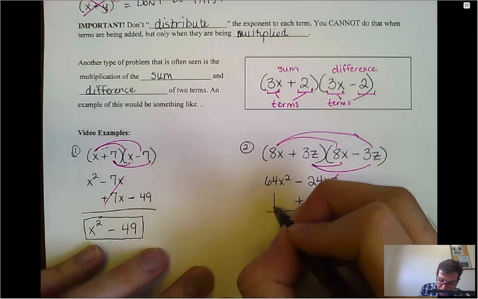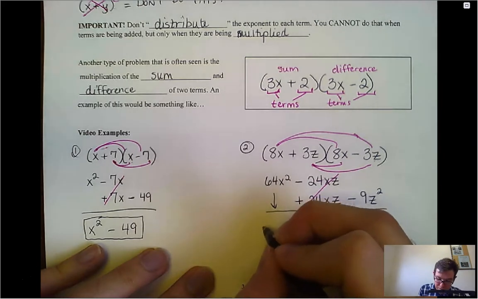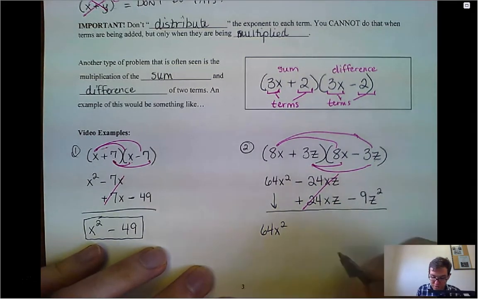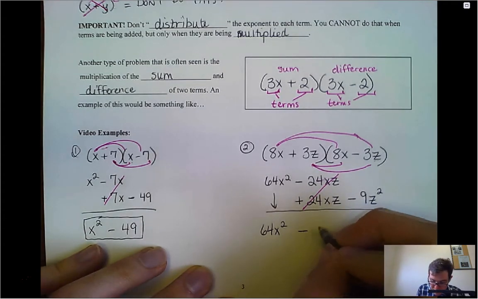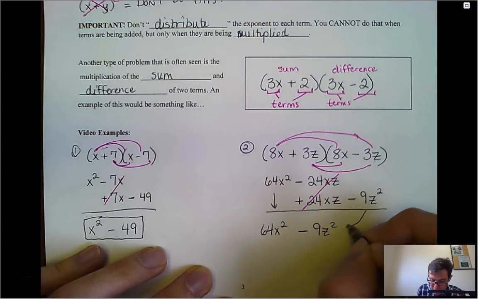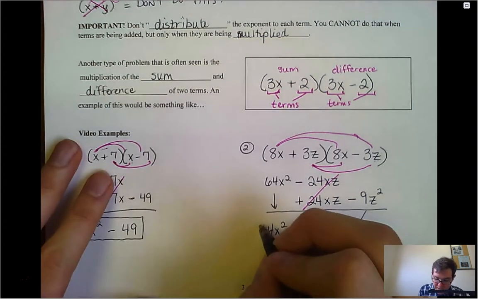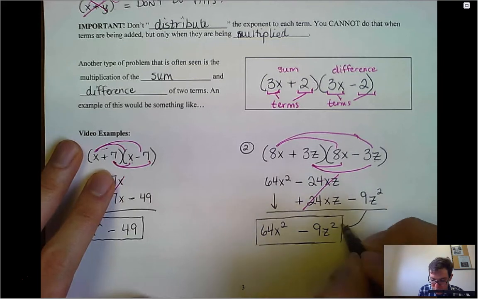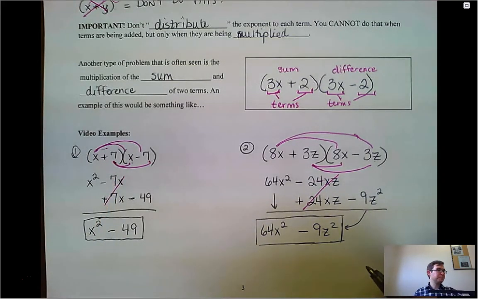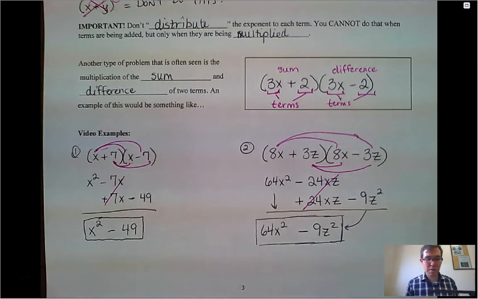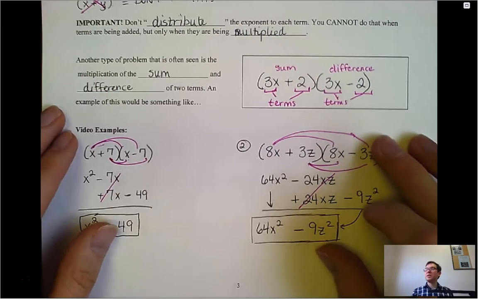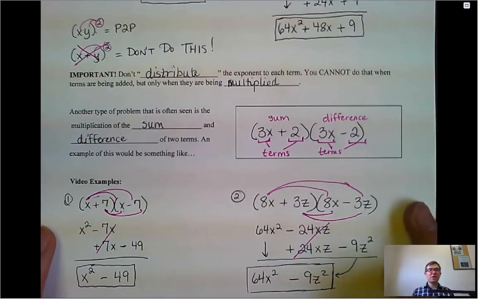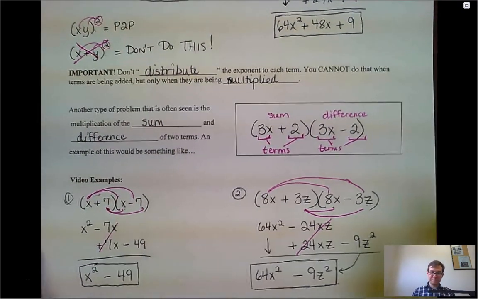So I have to bring down my 64x squared, and then I don't have my xz terms anymore because they canceled out. And then I bring down the negative 9z squared from right there, and that's all I have. I can't combine them, again, because they are not like terms, so that is going to be my final answer. Okay. All right. So those are just a few examples of talking about multiplying a binomial times another binomial.